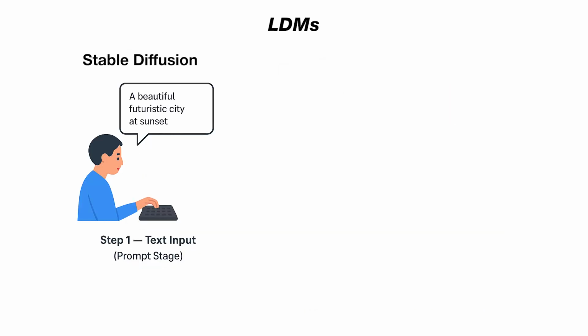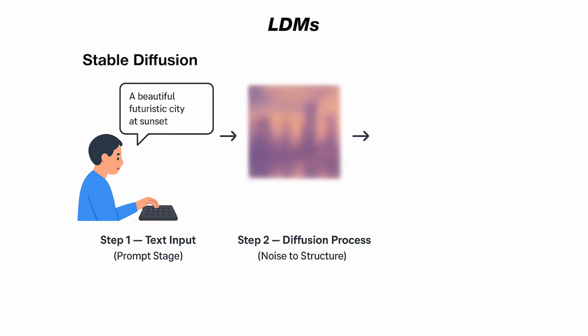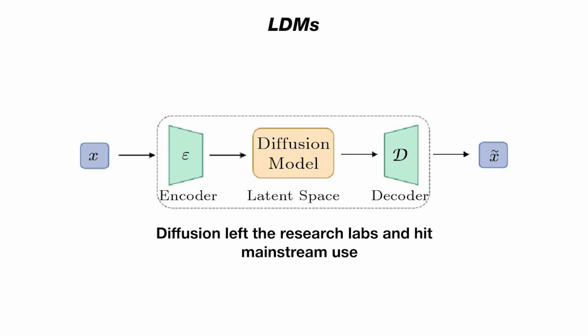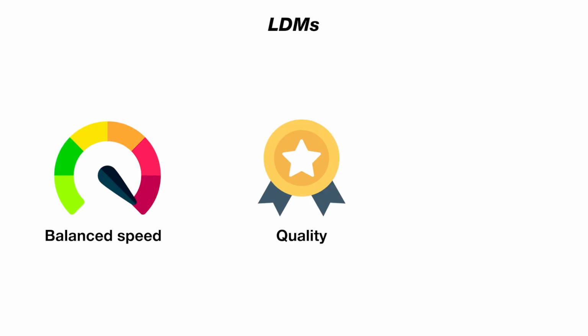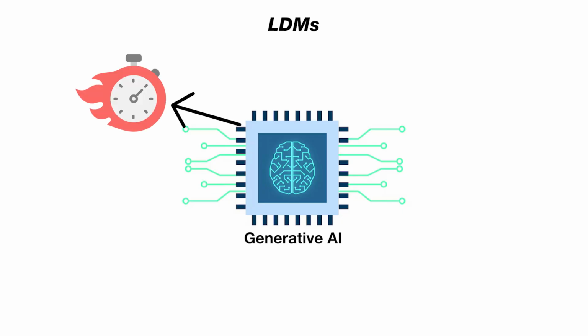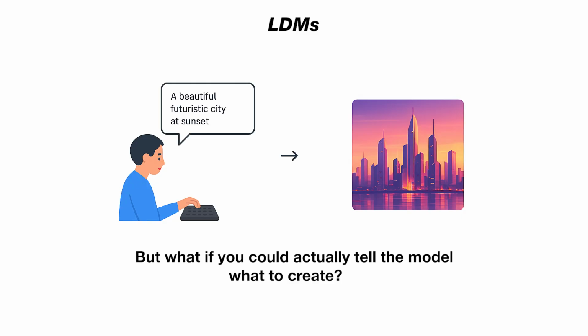The most famous example is Stable Diffusion, the open-source model that unlocked powerful image generation for the public. With LDMs, diffusion left the research labs and hit mainstream use. They balanced speed, quality, and accessibility, showing that practical generative AI could be both fast and stunningly realistic. But what if you could actually tell the model what to create?